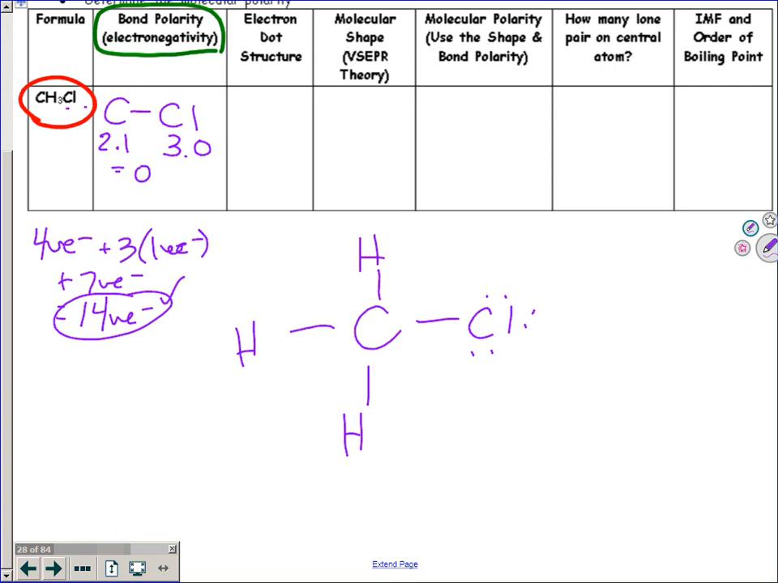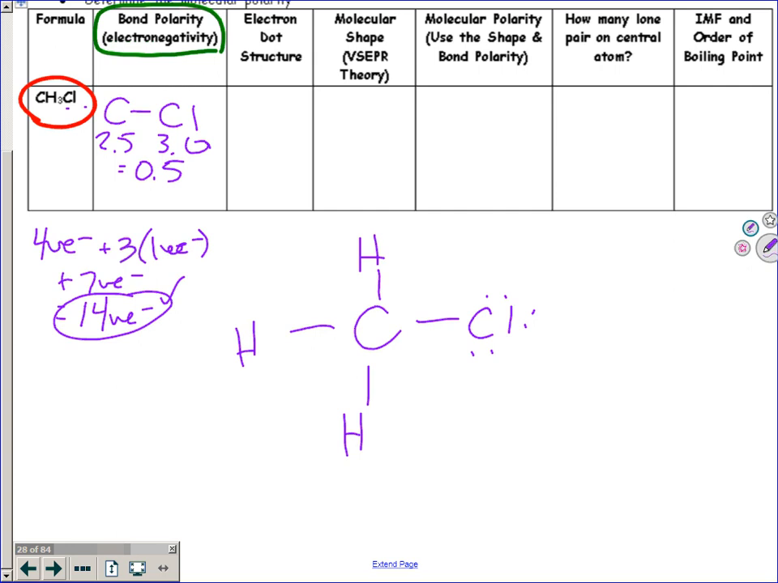0.9, or is it 3.5? Oh, sorry. I heard we're doing chlorine. Oh, I'm sorry. Hydrogen's 2.1. That's what I'm thinking. Okay, now I see your confusion. Here, 2.5 and 3.0. The difference is 0.5.